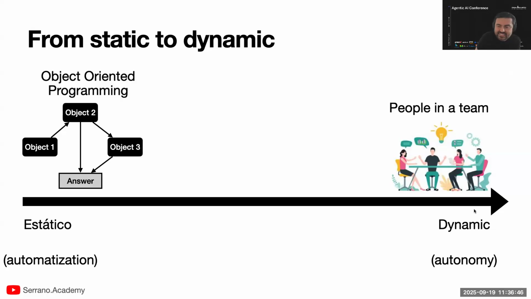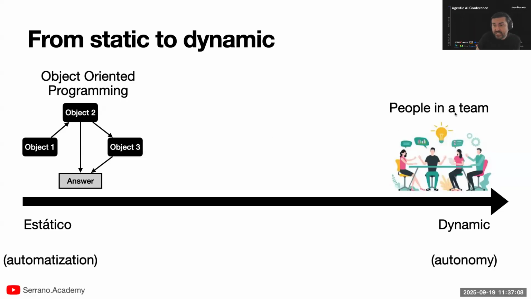It's static and dynamic. Automatization and autonomy. Here I have object-oriented programming, where I just give it the whole instructions and the program just follows my instructions. And if it runs into an error that I told it, it knows what to do. But if it runs into an error that I didn't plan and has no instructions, it crashes completely.